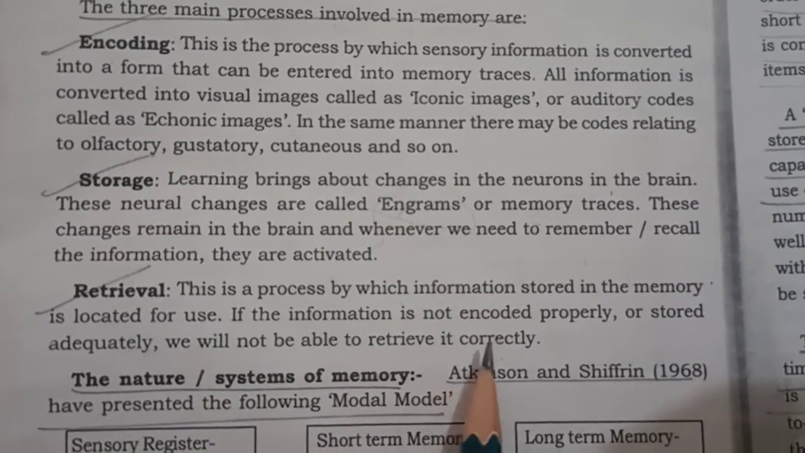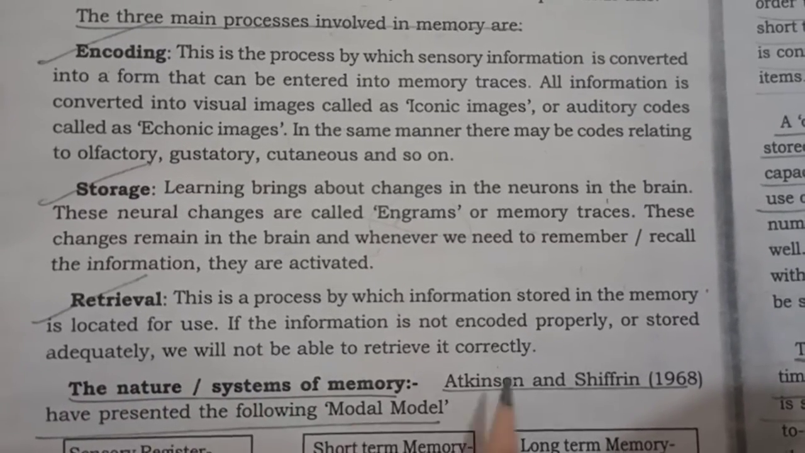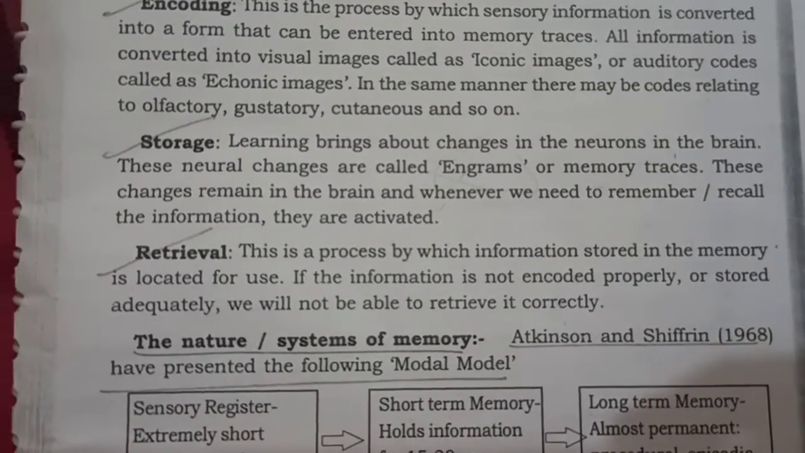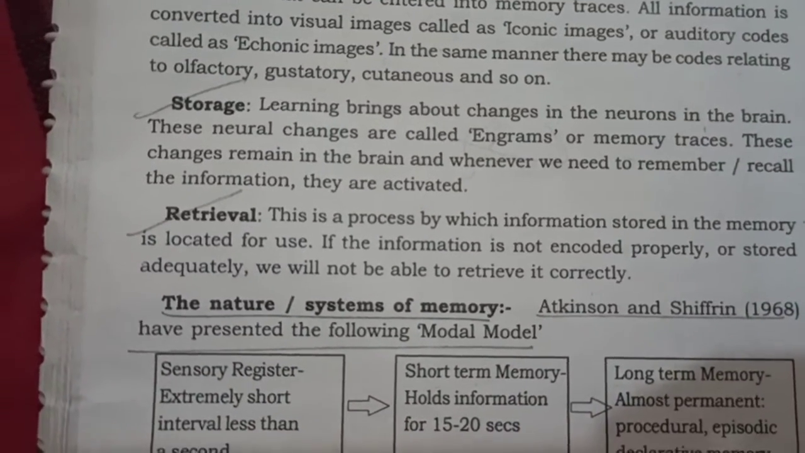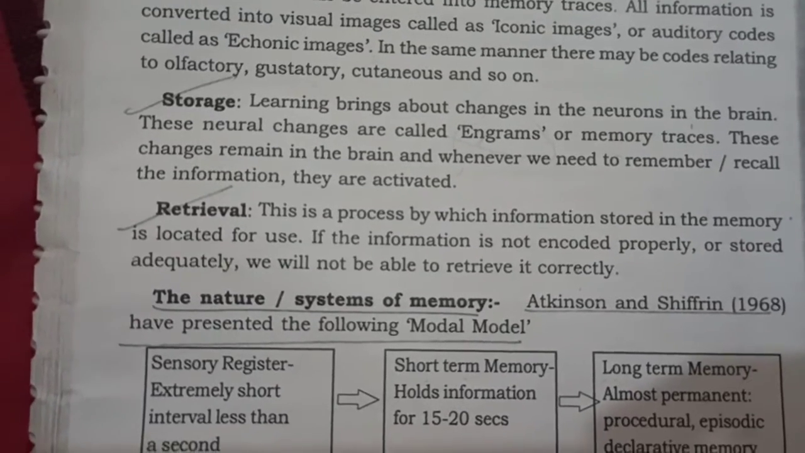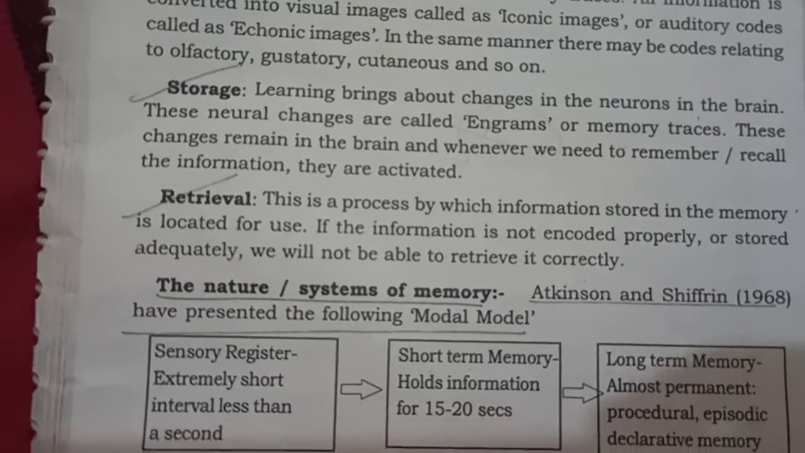Retrieval is a process by which information stored in the memory is located for use. If the information is not encoded properly or stored adequately, we will not be able to retrieve it correctly. So retrieval is where, when you need it, when you have to remember or recall certain incidents or certain information, it has to be retrieved and brought back to the conscious.